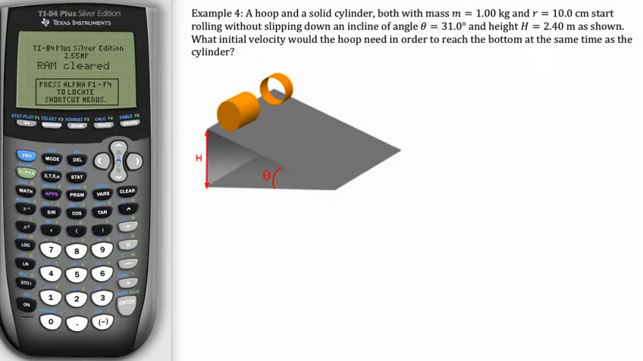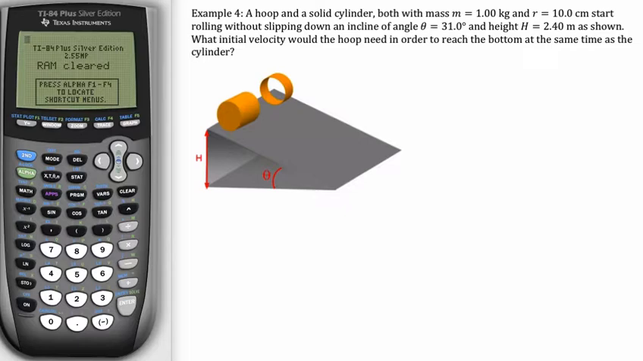Okay, this is a rolling motion problem without slipping, where a hoop and a cylinder with identical masses and radii are rolling down an incline of given angle, and we know their initial height relative to the ground. At first pass, this may seem like a conservation of energy problem with conservation of translational and rotational energy. However, it is not.